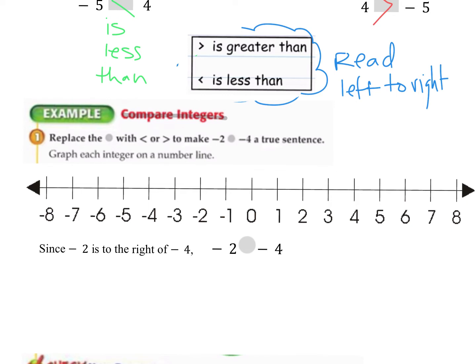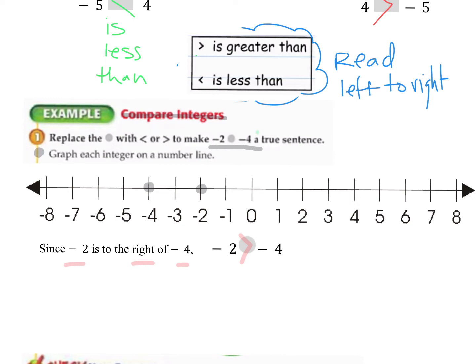So let's quickly compare integers. Comparing, right, just saying where one lies in comparison to the other. Graphing them on a number line just looks like plotting a point. Here we have -2 compared to -4. We know negatives are left of 0, so I'm going to go left 2 for -2, and left 4 for -4. Knowing left is less, since -2 is to the right of -4, since it's further right, it's greater than. So -2 is greater than -4.